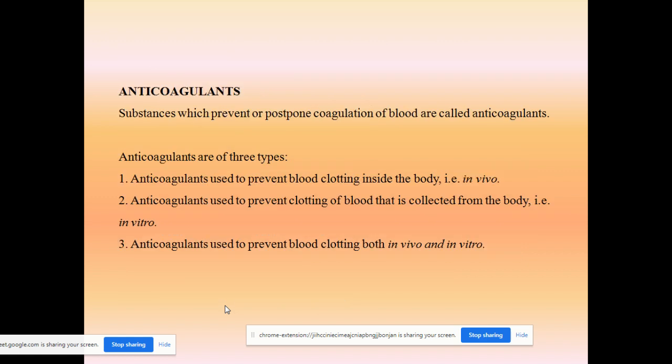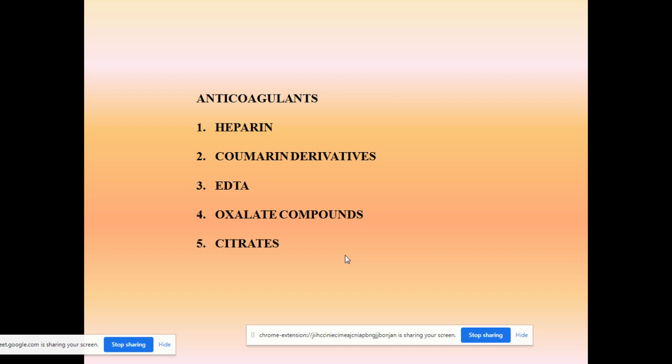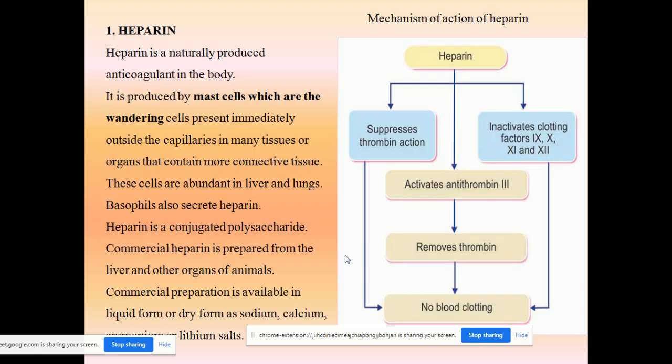So what are the anticoagulants? Okay, the substances which prevent or postpone coagulation of blood are called anticoagulants. They are of three types. One that is used inside the body, in vivo, another which is used outside the body, in vitro, and sometimes both, used for in vivo and in vitro conditions. You already know the names of the anticoagulants: heparin, coumarin derivatives, EDTA, oxalate compounds and citrates.